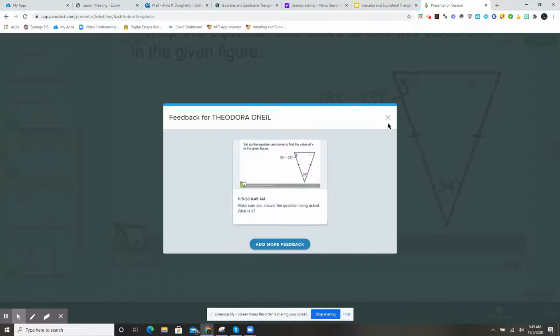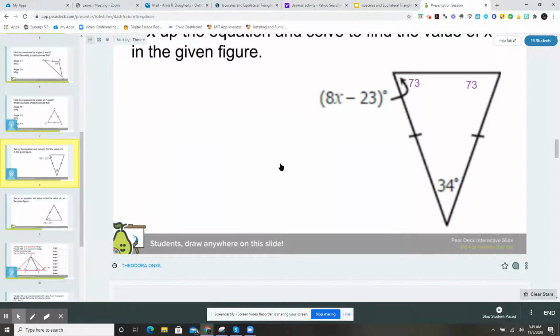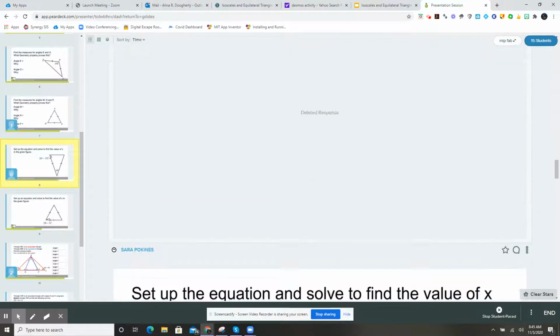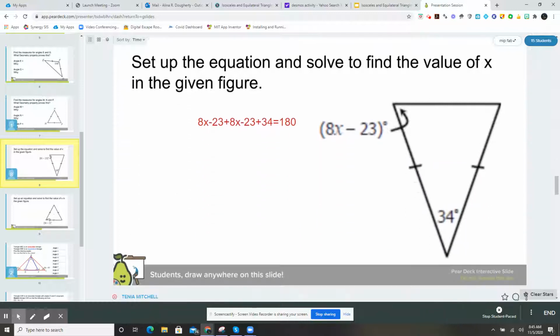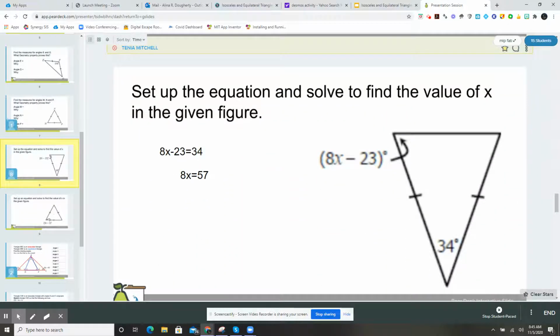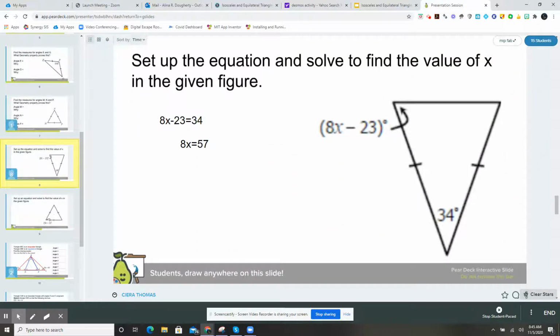Make sure you're also answering the question being asked. If you do all kinds of great work and you get a correct answer, but you don't give the correct answer, it's going to be marked wrong. So just double check. If I ask you for an angle, give me an angle. If I ask you for a variable, give me a variable.